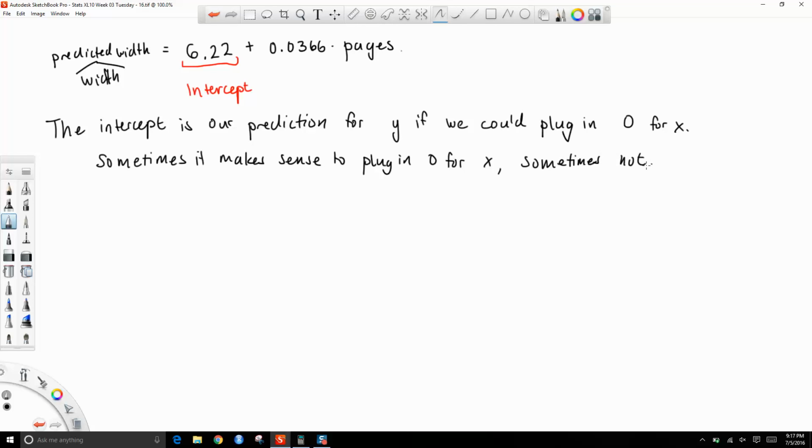Okay, so, you know, can we imagine a book with 0 pages? Maybe, maybe not. We could imagine tearing out all the pages in a book and we would be left with the cover. Okay, and so, you know, how thick is a book with no pages, but just the covers? Our prediction would be 6.22 millimeters. It kind of makes sense, okay? So in our case, we would say 6.22 is our prediction for a book with 0 pages. So maybe roughly the cover width.